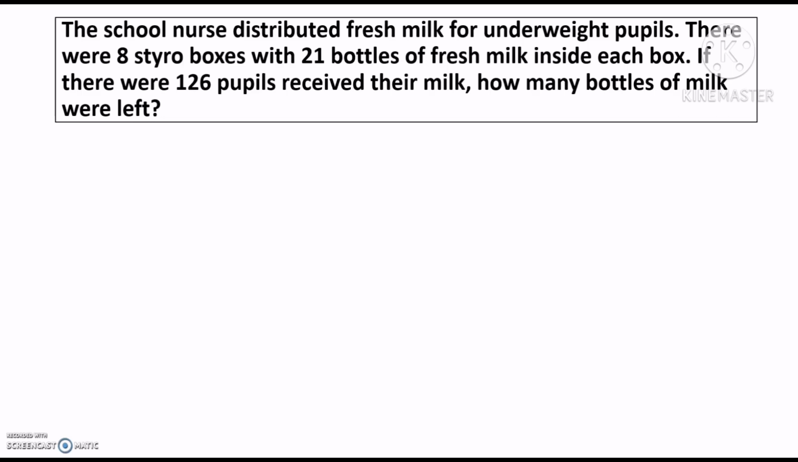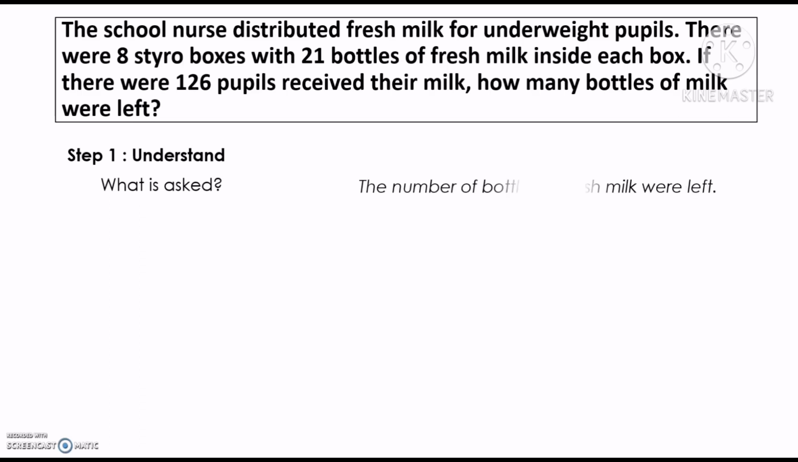Again, let us go back to our steps in analyzing. Step 1, understand. Under understand, we're going to have what is asked. The question is, how many bottles of milk were left? We are going to write it into a statement. How many will be changed to the number of. Therefore, the number of bottles of fresh milk left.